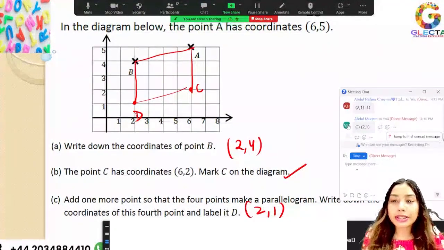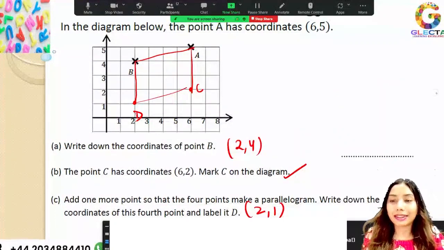Let me check now who got the same answer. Perfect. I hope that no one has a doubt on this.